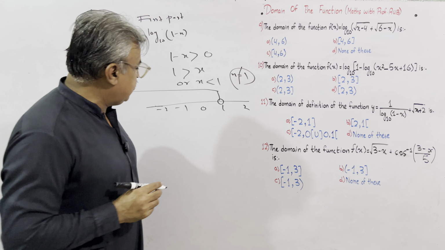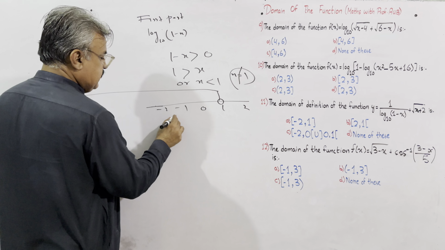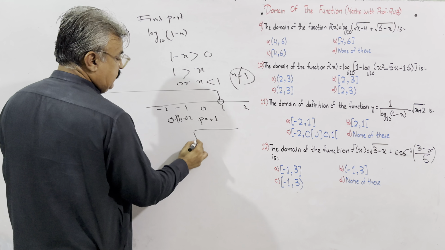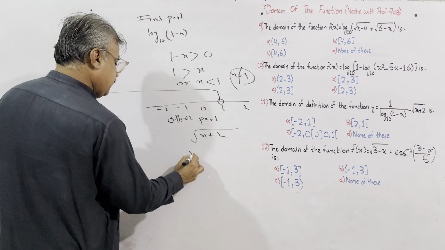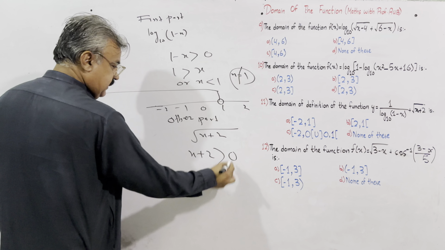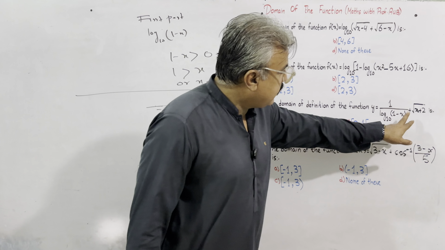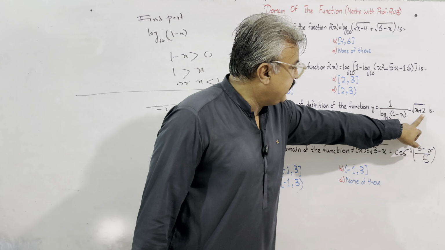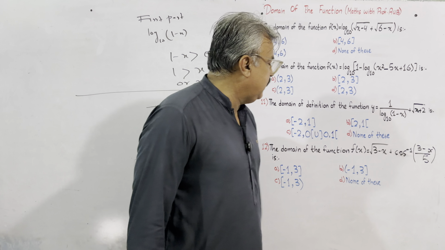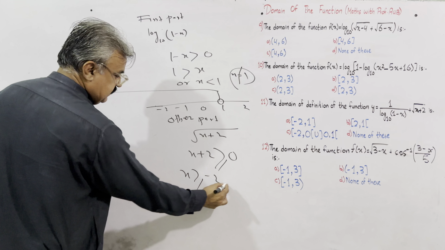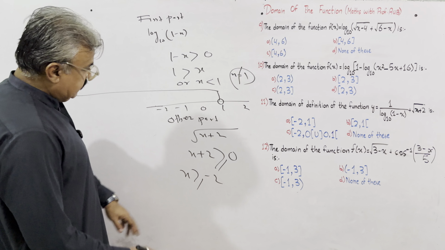What about the other part? The other part is the square root of x plus 2. A square root is defined for non-negative values, so it must be greater than or equal to 0. Equal to 0 is allowed because our square root is in the numerator, and we can afford 0 in the numerator. So x is greater than or equal to minus 2.